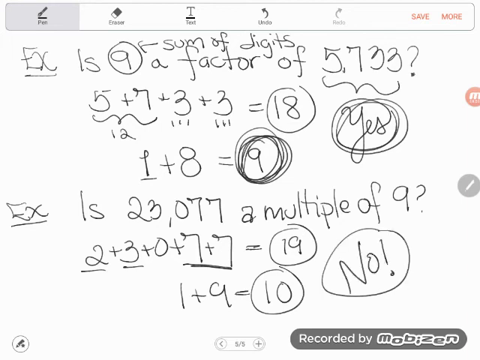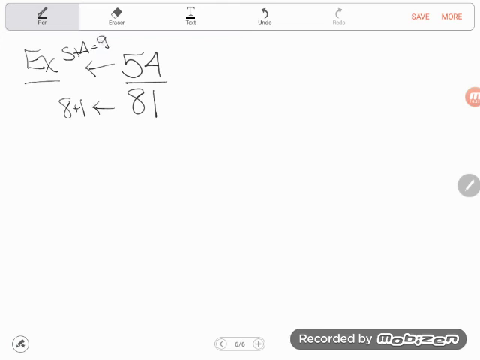This skill is going to come in so very handy when reducing fractions. Lots and lots of times, students look at a problem, they panic, they have no idea how to reduce it. Taking a look at, for example, 54 over 81, a really quick sum of digits here would tell me that 5 plus 4 is 9. This number is divisible by 9. 8 plus 1 is also 9. That number is divisible by 9. Both 54 and 81 have a common factor of 9.